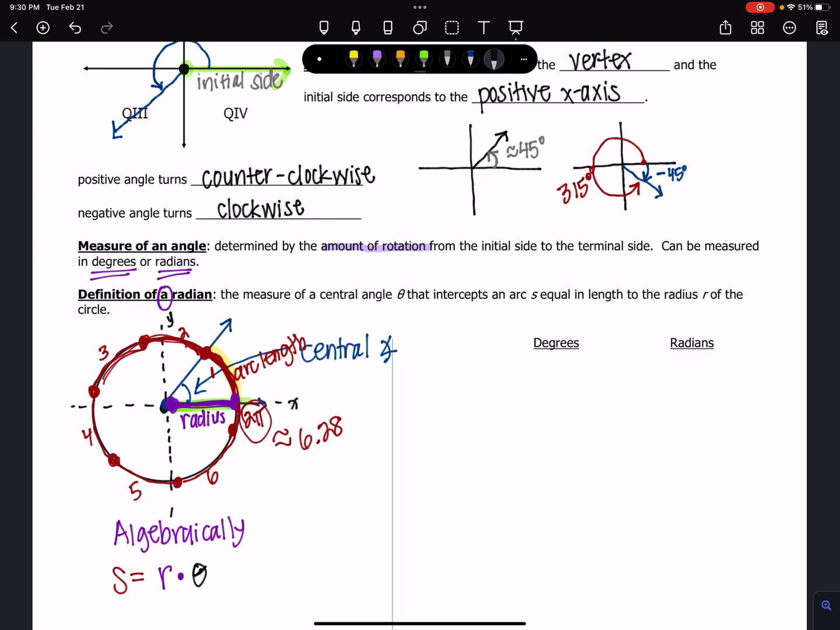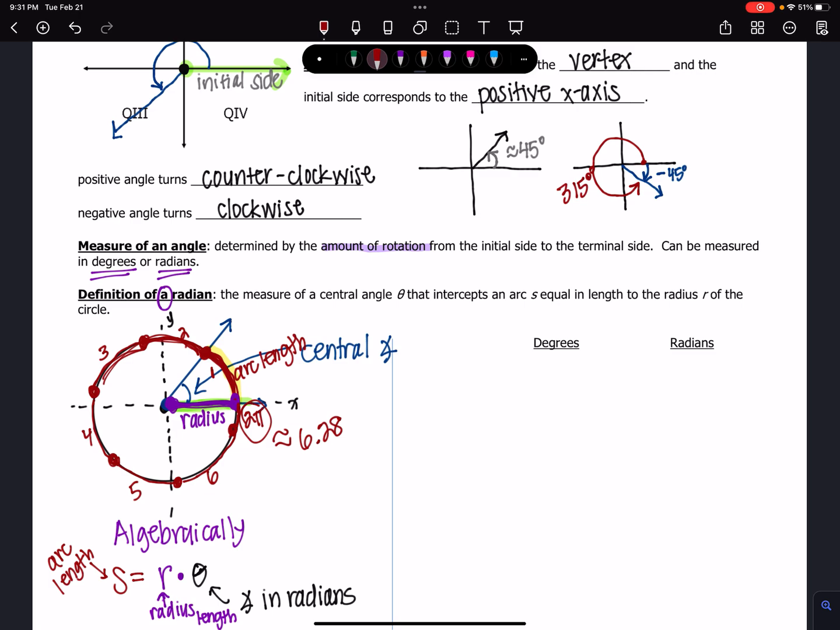And if I use degrees, it's got a label. So theta is going to be an angle in radians, because radians does not have a label associated with it. R is your radius length. I'm very sorry that I'm running out of room here. And then S is your arc length. That's the same letter we used in geometry for arc length, S.